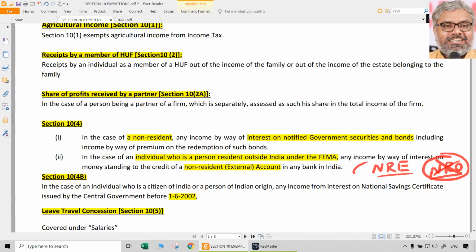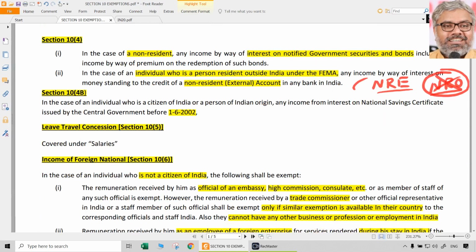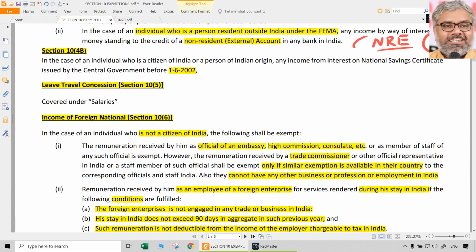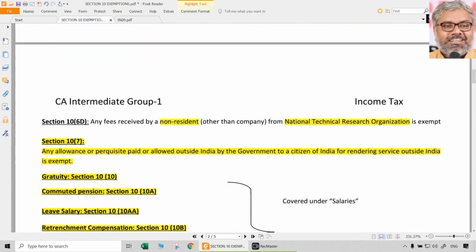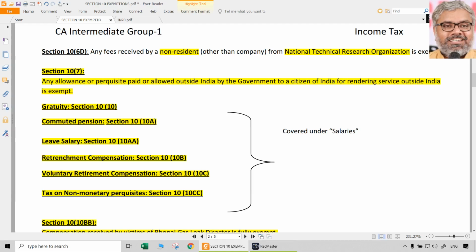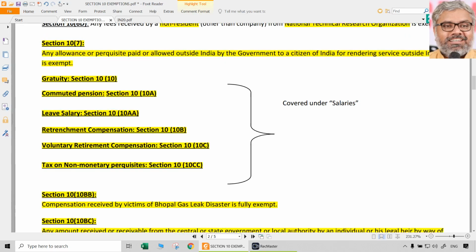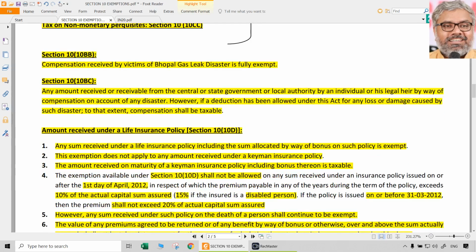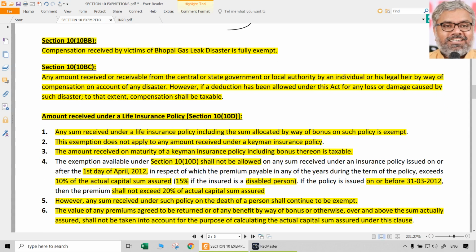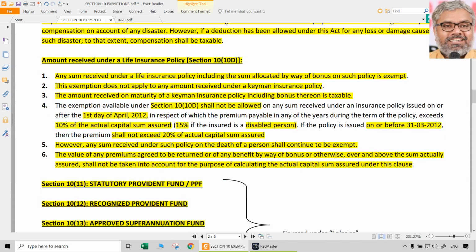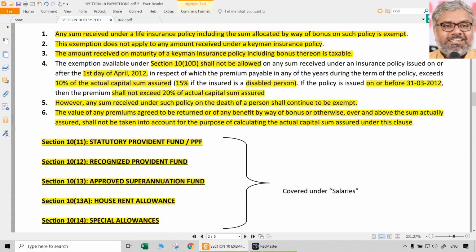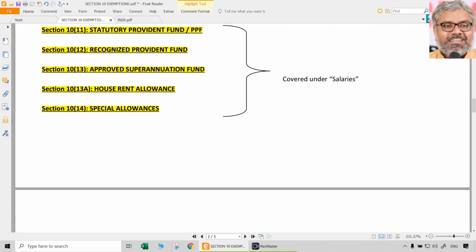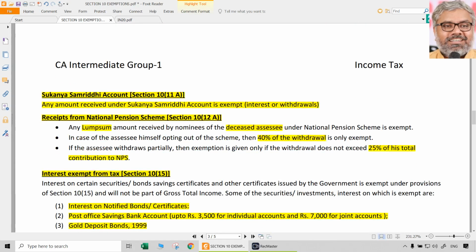10(1) everybody remembers, so 10(2), 10(2A) is logical. 10(4) NRE account you should remember, 10(4B) not required. 10(6) for a theory question you can remember separately. 10(6D) just remember this name, National Technical Research Organization, that is enough. 10(7) and etc. we know already in salaries. Bhopal gas leak is natural disasters, and simple, nothing to specially remember. 10(10D) you have to separately focus and remember that. And other provisions in salaries are anyway supposed to be remembered.